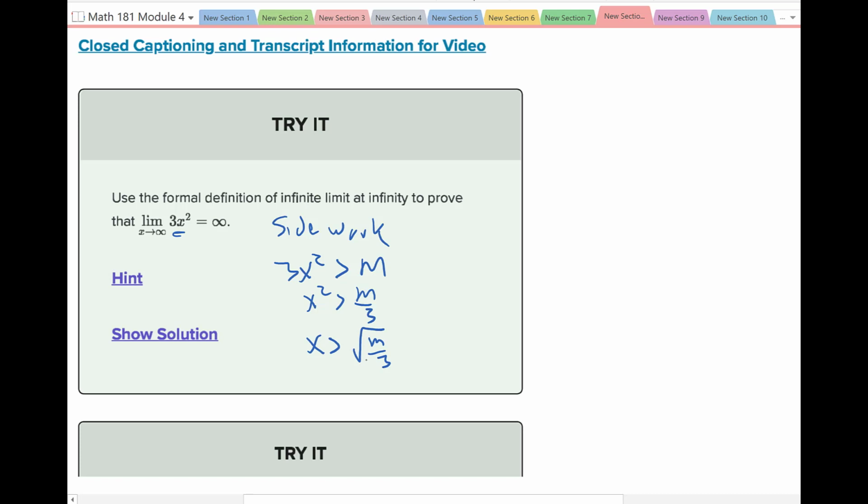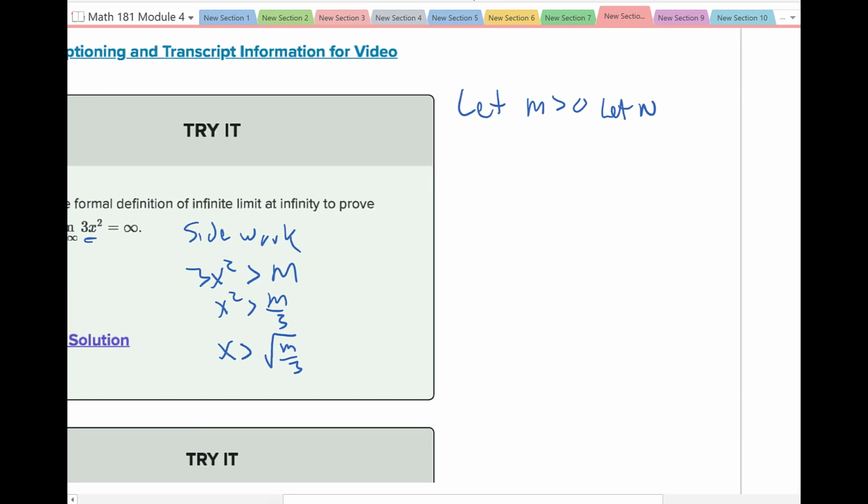Okay? So now we write up the way they want it written. Let m be greater than 0. We already have that referenced. And then we let N be equal to what we just came up with, the square root of m over 3. And then consider that x is greater than N, so greater than the square root of m over 3.